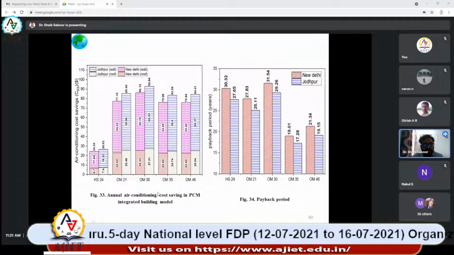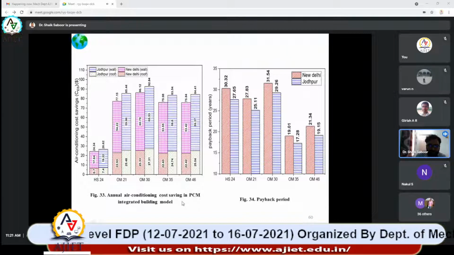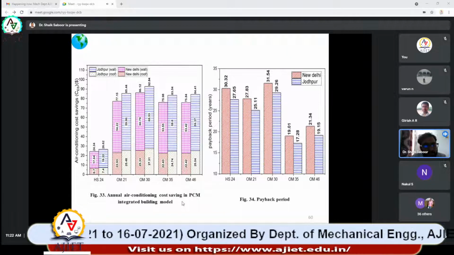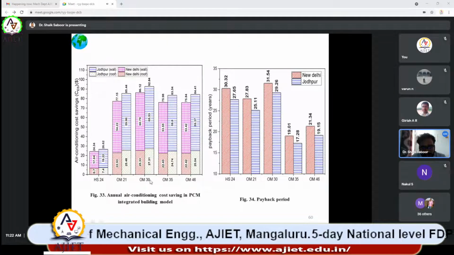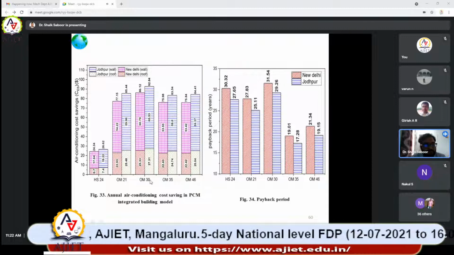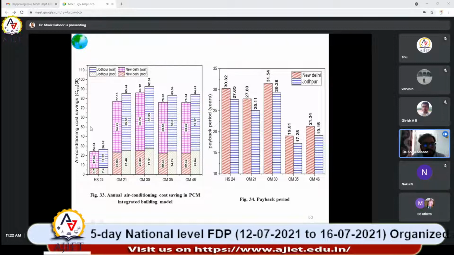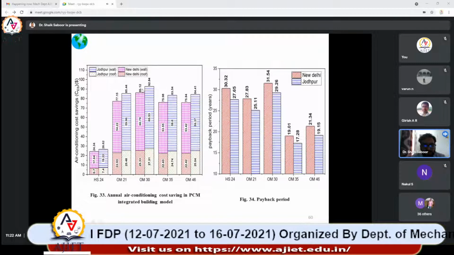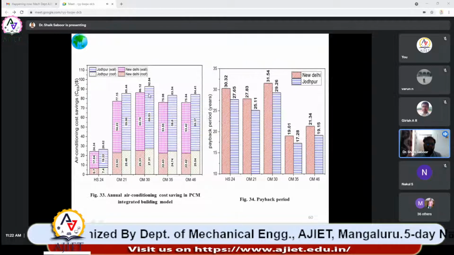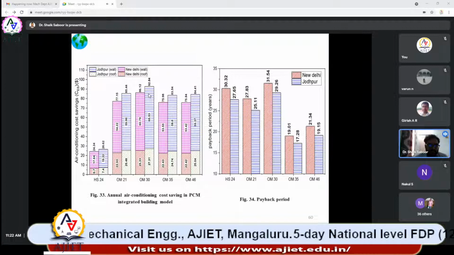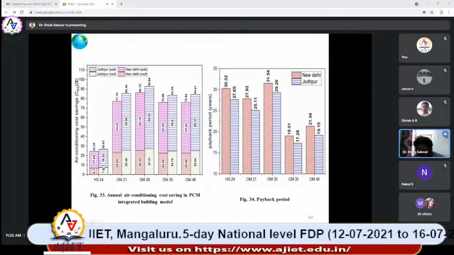So annual energy cost saving we computed for the integrated building models, okay. So here you can see we considered again 5 PCMs. From the graph you will come to know the air conditioning cost saving. So this should be as high as possible. So here OM30 is giving the best air conditioning cost saving, okay. And HS24 is giving the worst performance here, okay.